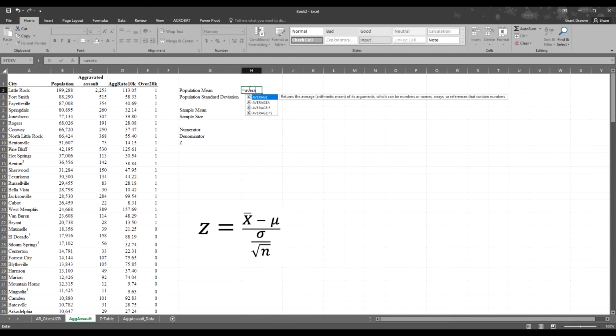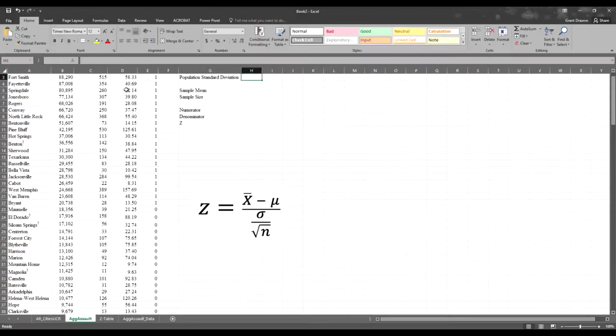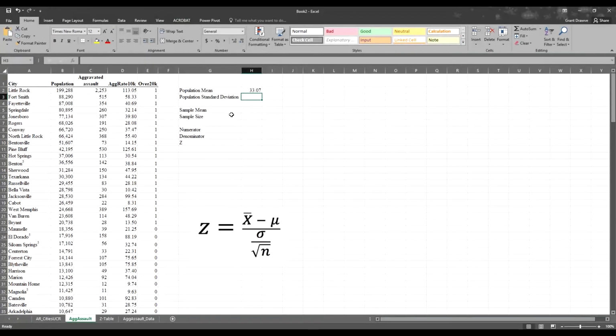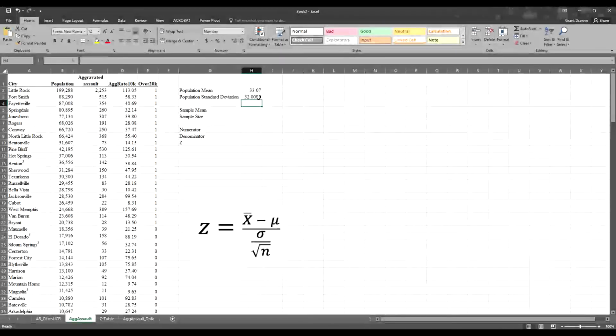A lot of this should be refreshers. For the average for our population, I'm going to hold down Control, hit Shift, and then the down arrow, which highlights all the cells for us. Close off the parentheses, and we get the population mean of 33.07 ag assaults per 10,000 residents. For standard deviation, I'll use the standard deviation formula. Again, we have 171 different cities. Here we get 32.0089, so I'm going to reduce that to 32.01.